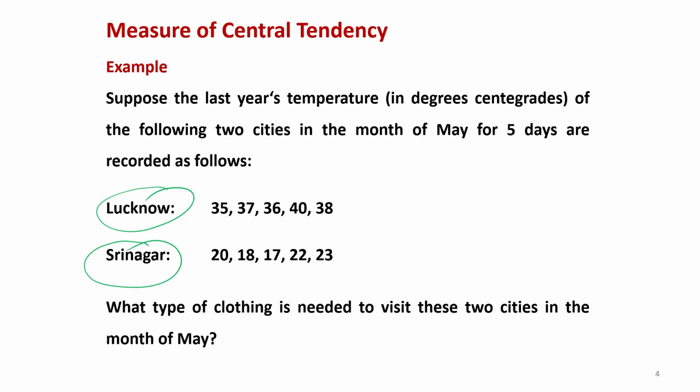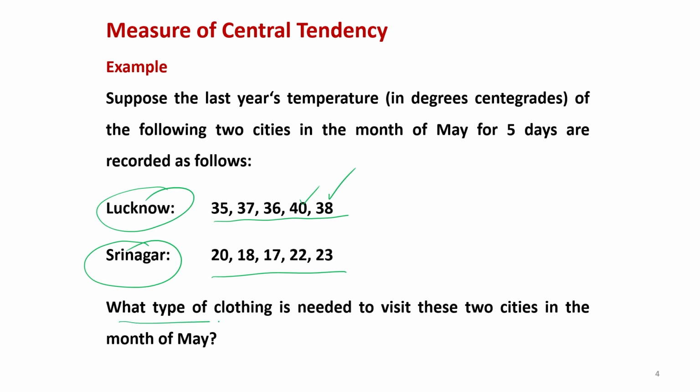And suppose we get the data like this in Lucknow on those 5 days, the temperatures were 35 degrees centigrade, 37 degrees centigrade, 36 degrees centigrade, 40 and 38 degrees centigrade. And similarly in Srinagar, the temperatures were 20, 18, 17, 22 and 23 degrees centigrade. Now, there can be different types of information which are needed and can be drawn from this set of observations.